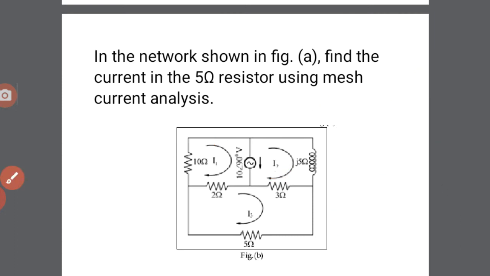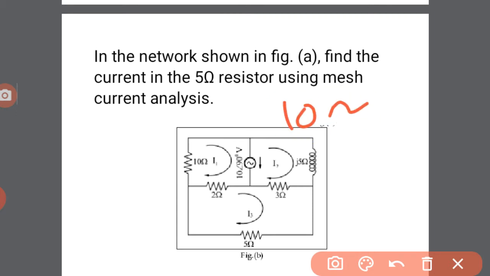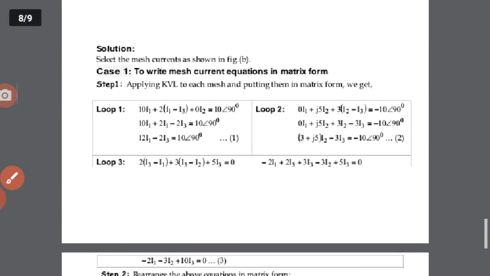Again, go for the third loop equation. The self impedances are 2 ohms, 3 ohms and 5 ohms. 2 plus 3 equals 5, 5 plus 5 equals 10 ohms. In between loop 1 and loop 3 is minus 2 into I1. In between loop 2 and loop 3 is minus 3 into I2, equal to 0. So these are the three loop equations we have to write.